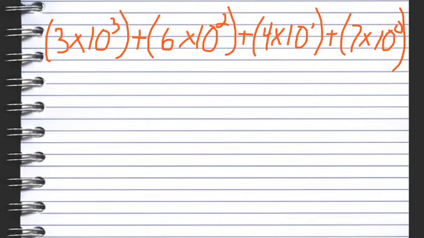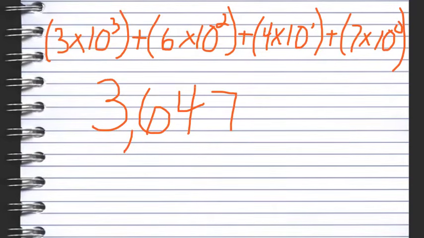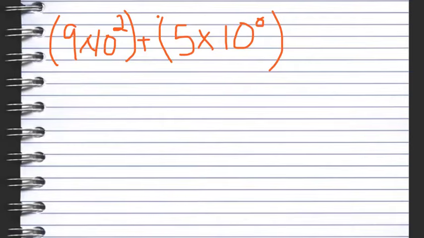I can also take expanded form and go back into standard form using the same strategies. If I have 3 times 10 to the third, I know that's really like a 3,000. So I can write a 3 to start with for my thousands place. Now 6 times 10 to the second, that's like a 600. So I can place a 6 in my hundreds place. 4 times 10 to the first is like 40. And then 7 times 10 to the 0 is just 7, because that's my ones place. So it's 3,647.